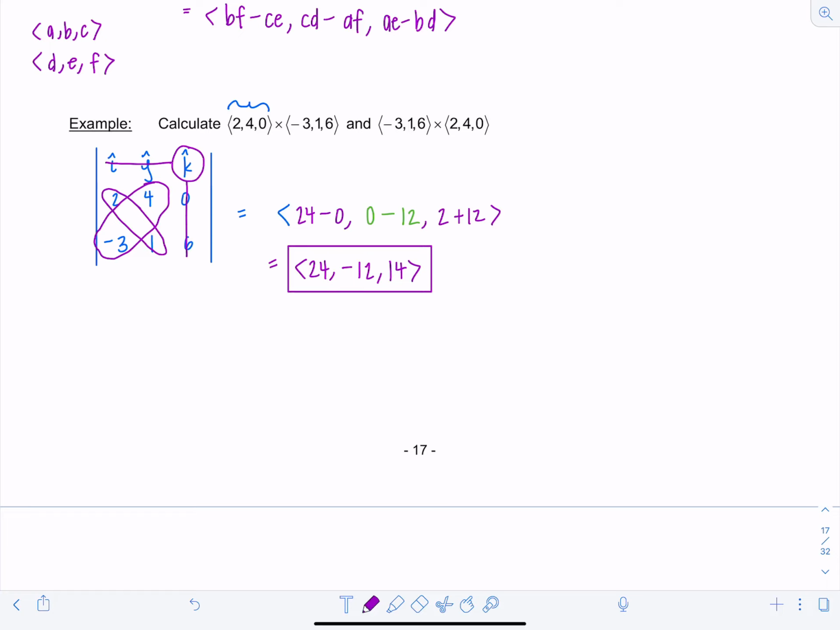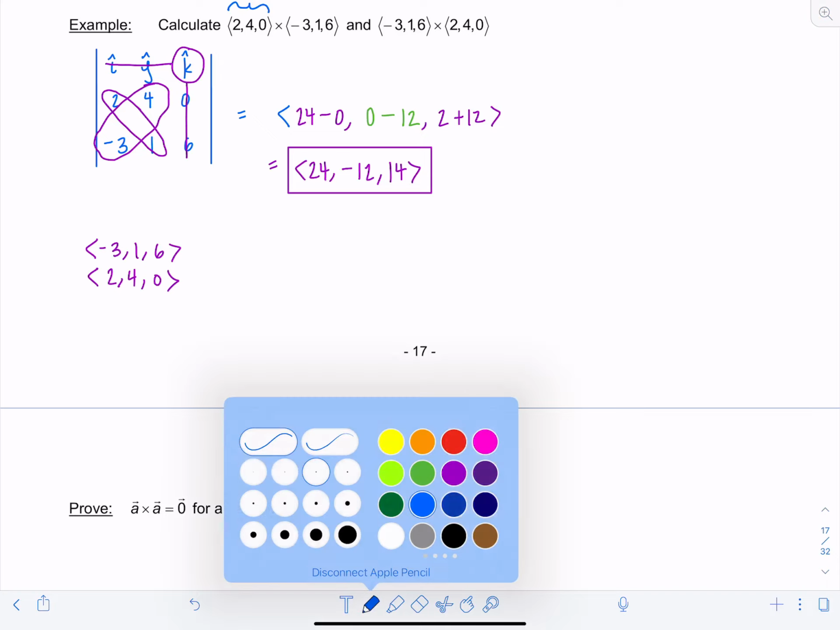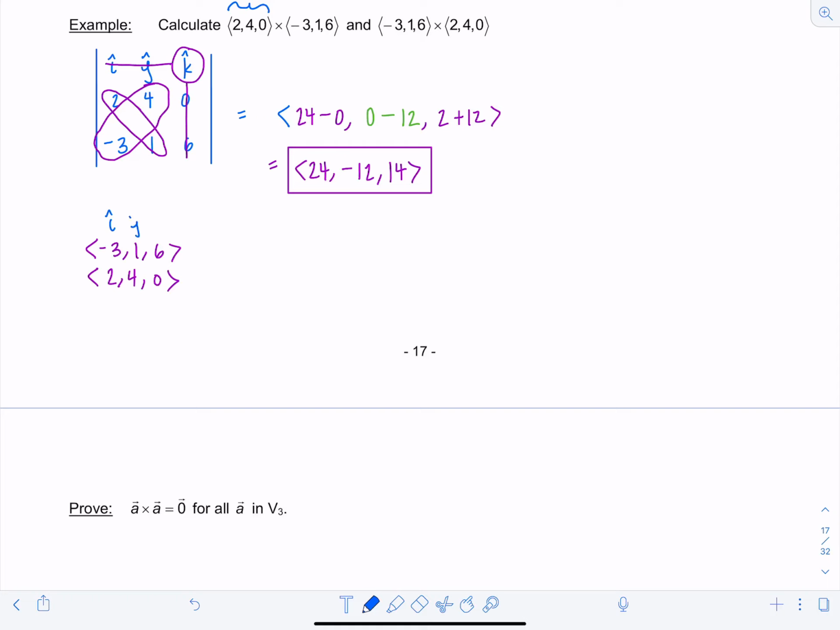Okay, now let's try it in the other order. And honestly, you're going to be taking so many cross products throughout the semester. If you can skip steps and do this in your head, great. So I'll show you a cool trick that I use. I don't even write out the 3 by 3 determinant anymore. So if I'm taking the cross product of negative 3, 1, 6, I just stack them like this, negative 3, 1, 6, and then 2, 4, 0. And in my mind, I imagine that there's an I hat, a J hat, and a K hat here, okay?